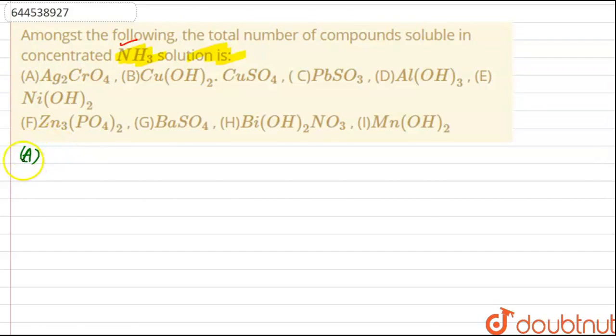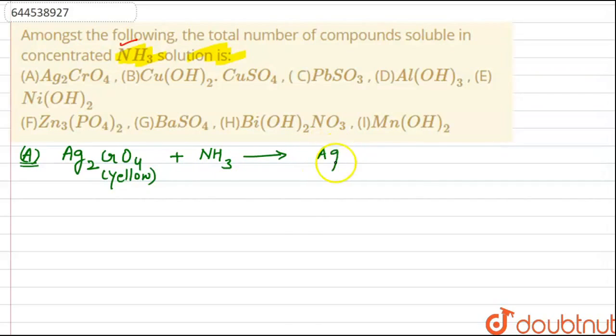So we will start with the first one that we have, Ag2CrO4. It is yellow in color. When it reacts with ammonia, that is NH3, it makes a complex, that is [Ag(NH3)2]+, along with the chromate ion, that is CrO4 2-. So basically this first one is soluble in ammonia.